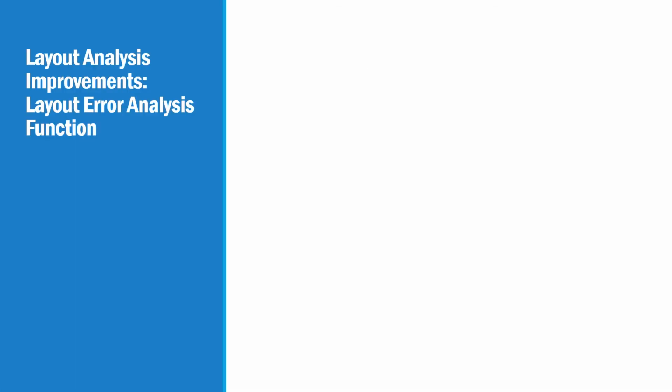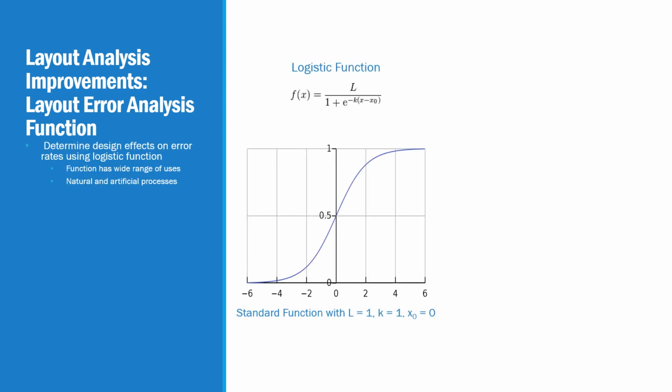The proposal here is to map the quality of these design factors to error evaluations using a logistic function. The resultant function is called the layout error analysis function. The logistic function used as its basis is used in a wide variety of fields to model both natural and artificial processes that vary between 0 and some fixed value. In order to modify this function for our purposes, we take note that the function saturates at plus or minus 6.